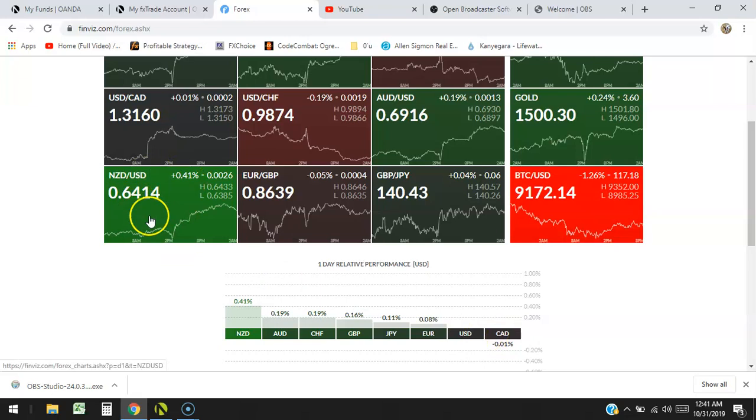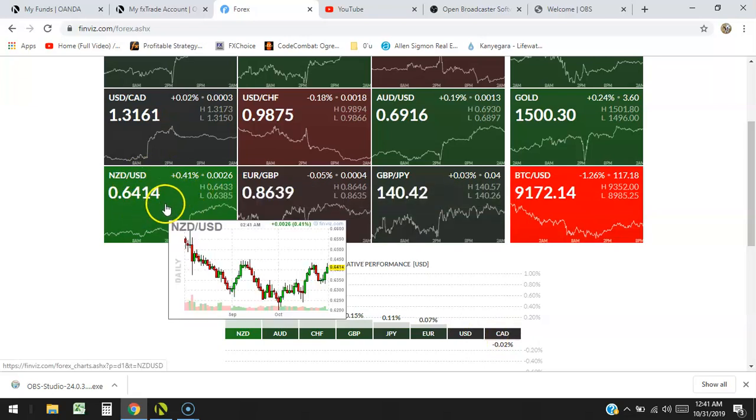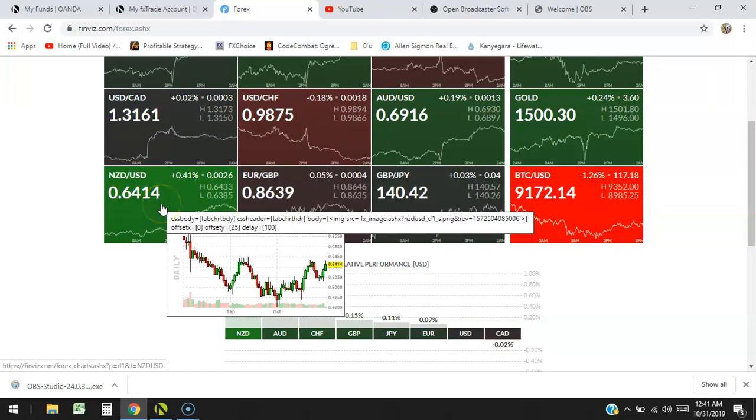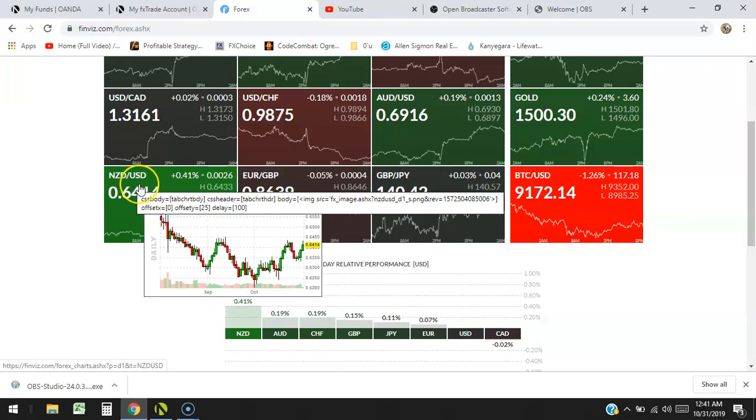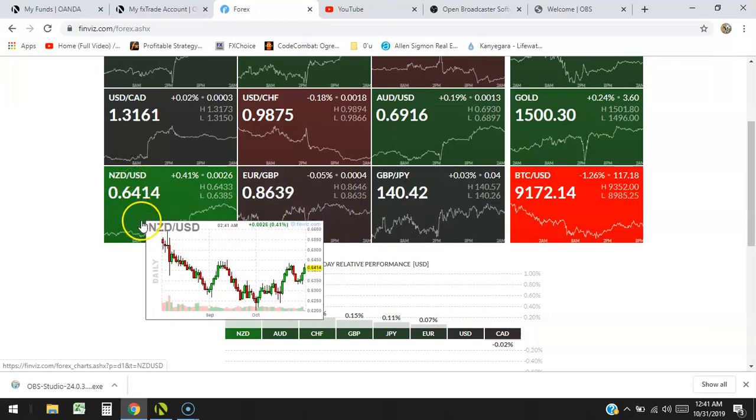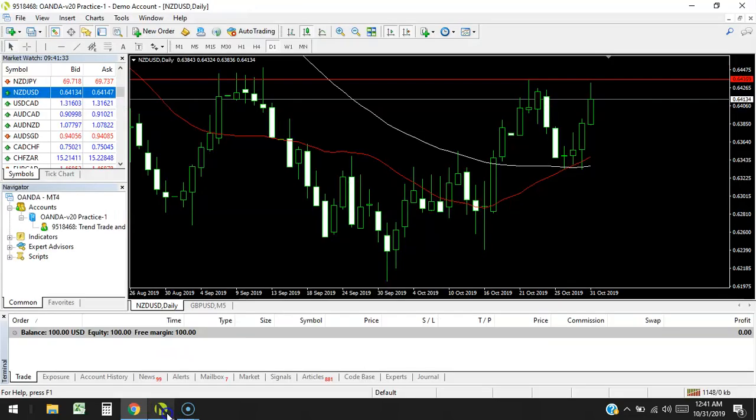And if you can see here, the greener colored one here is New Zealand US dollar, and that's the one we're going to go with. So when we look at it through our trading, now this is a MetaTrader 4. I'm using Oanda, which is a broker in the United States. I'm using a demo account right now. I'm testing these strategies, and if they work good, we will start using real money.